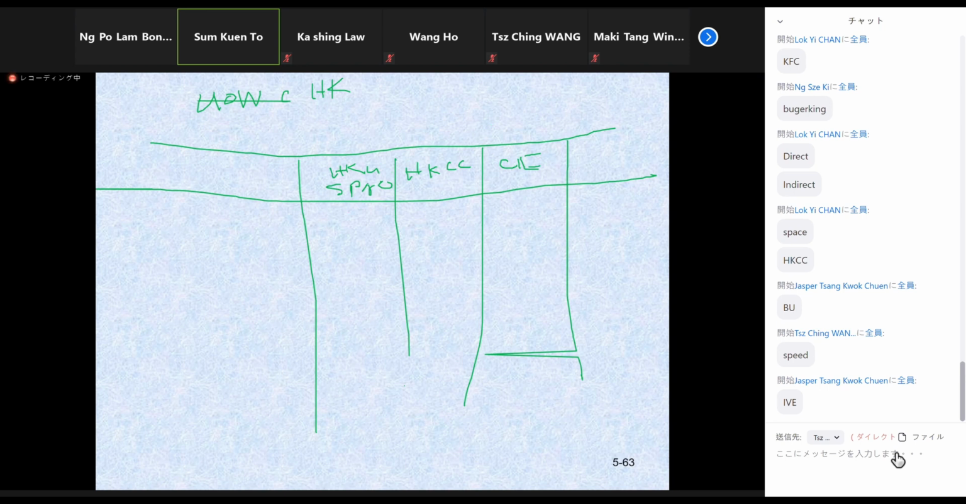Something like indirect, direct, depending on how you classify. For example, if we are talking about associate degree, then we are talking about HKCC. If we are talking about the top-up degree that you are studying now, you might compare with SPEED. And then somehow Ivy, what Jasper suggests, sometimes they may be indirect. Nature-wise, they mainly offer certificate, diploma, so somehow you can classify as indirect.